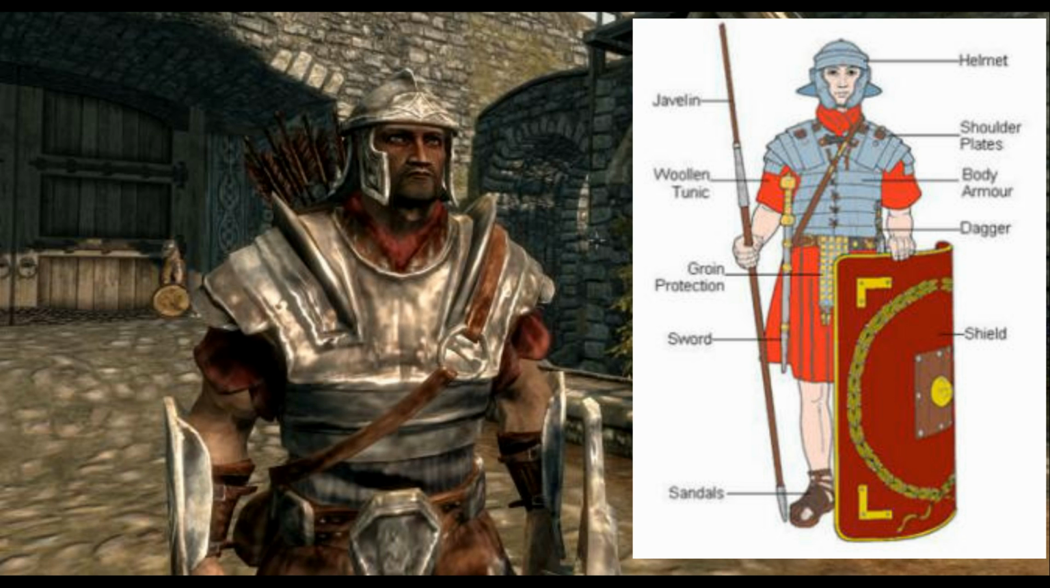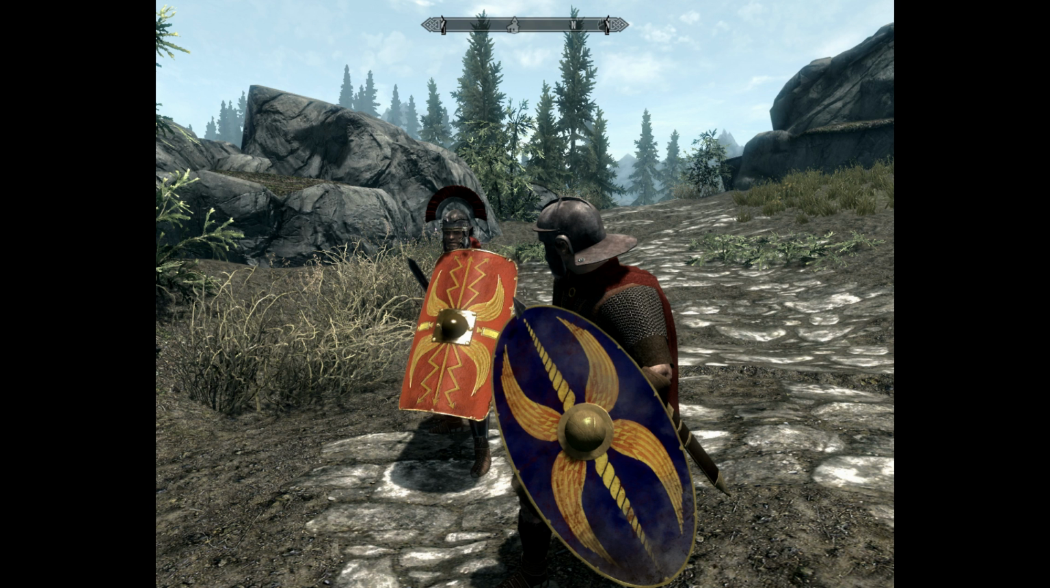Another thing, though, is that the Legionnaires in Skyrim are more protected, because they have protection for the arms, whereas the normal Roman Legionnaire wouldn't, and they have protection for the legs. They have actual greaves. Most Roman Legionnaires didn't have that, only Centurions did. I have to say that it would be very nice to see both in-game in order to compare them, but unfortunately we can't do that, so we'll have to use our imagination. Or mods, I suppose. Gosh, this one looks fantastic.